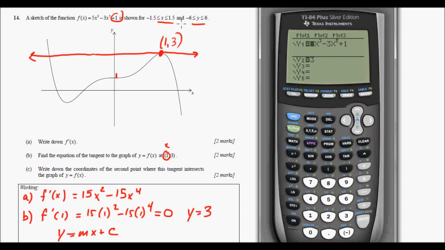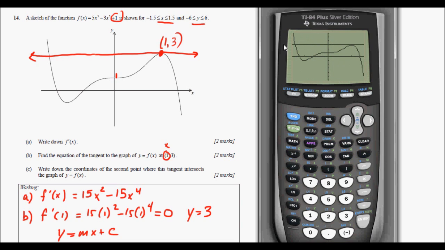Now, they restricted the domain and range here. So I'm going to go to my window. And again, I've already changed this, but it's negative 1.5 to 1.5. And I'll leave it as 1. I can change that later if I want. And negative 6 to 6. So I'm going to graph that and see what it looks like.